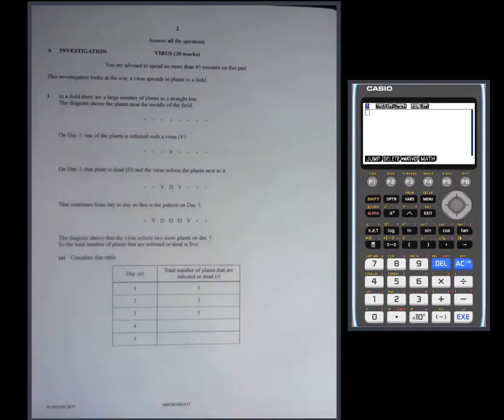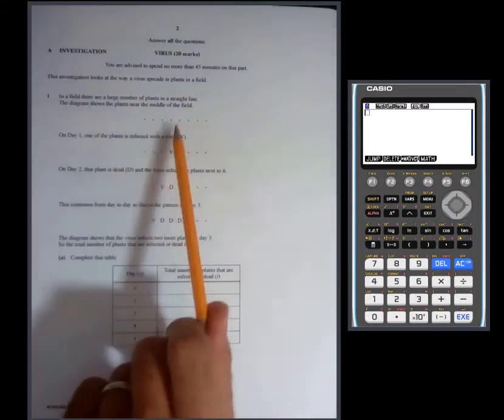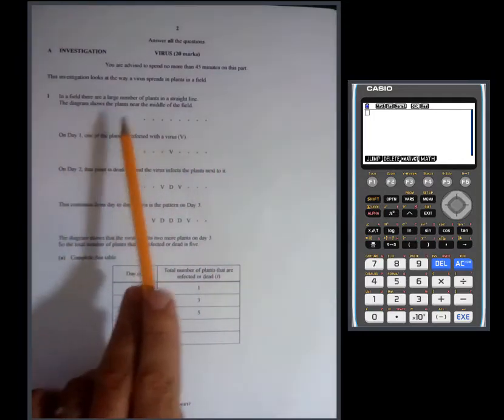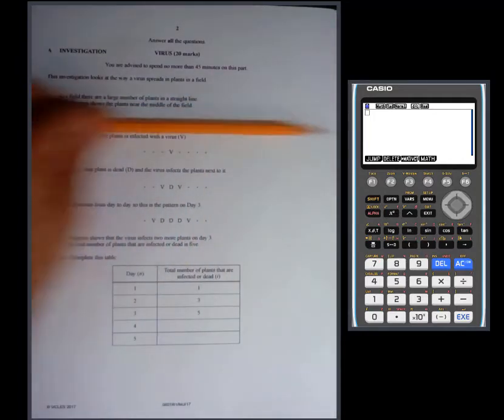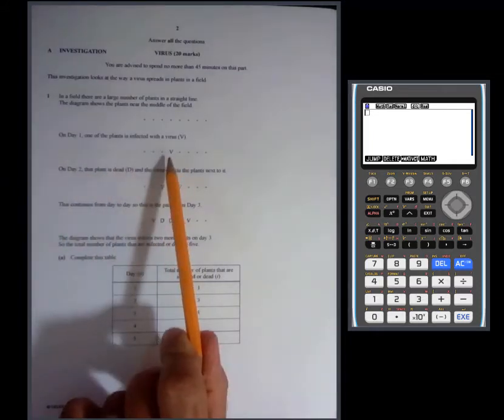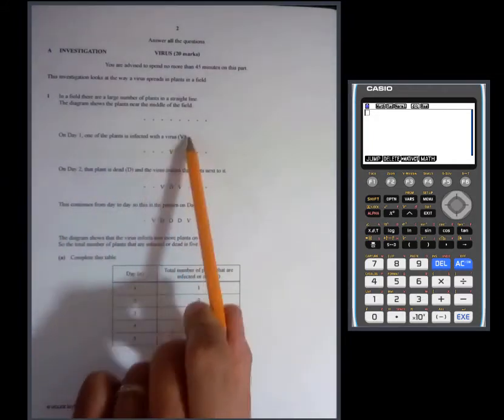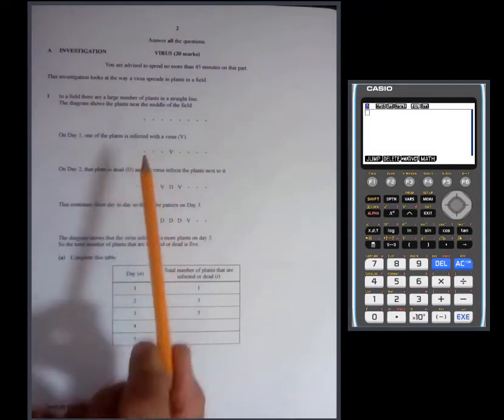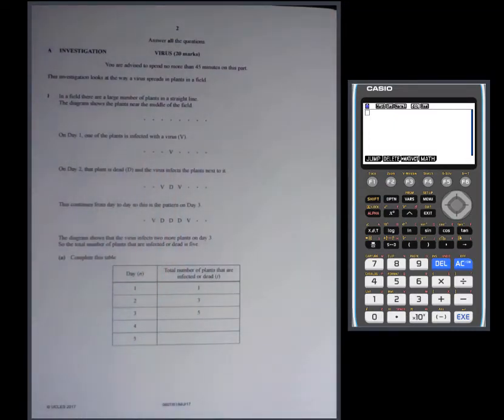Number one, in a field, there are a large number of plants in a straight line. The diagram shows the plants near the middle of the field. So each dot here represents a plant, and it's said that they are in a straight line, so just one line of plants. On day one, one of the plants is infected with a virus. So we can see you've got a plant with a virus denoted by the V, and then around it you've got all these healthy plants that are not yet infected.